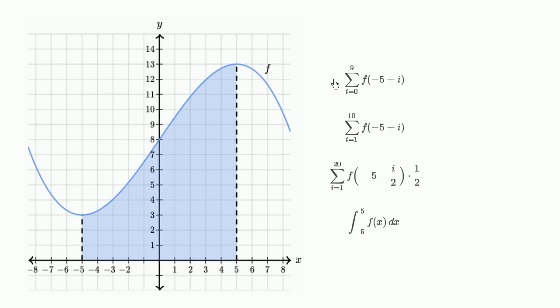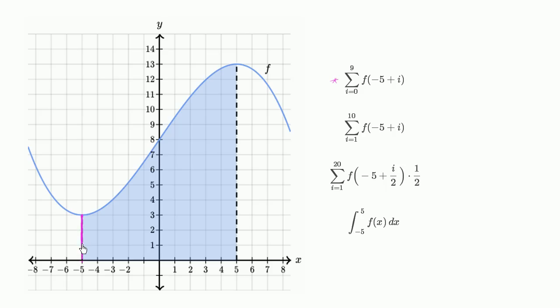So this first expression right over here, we're taking the sum from i equals 0 to 9. So we're actually taking the sum of 10 things, because we're taking the 0th thing, first, second, third, all the way up to 9. So this is actually going to be the sum of 10 things because we're starting at 0. And we start at f of negative 5 plus 0. So that's this height right over here.